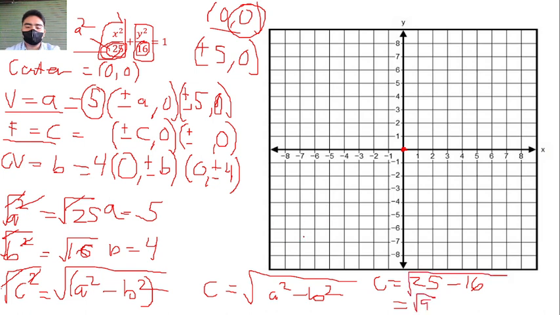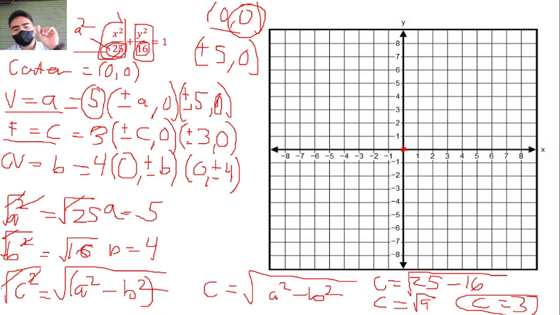Square root, okay. So, what's the square root of 9? The square root of 9 is 3. So, therefore, we have the value of C already. So, our C is 3. So, therefore, we could add and subtract C.